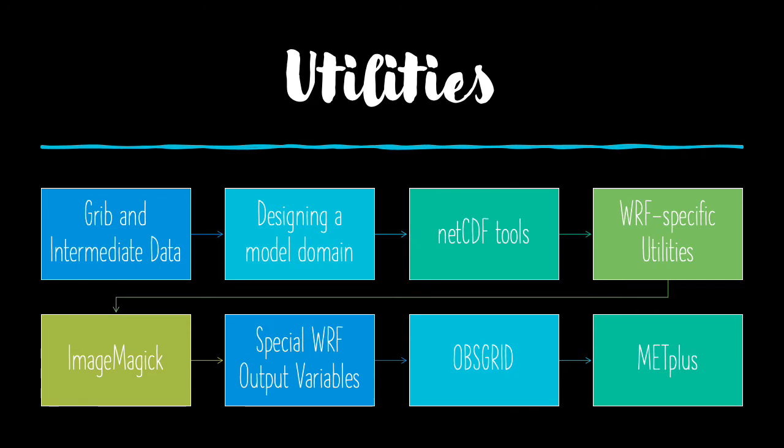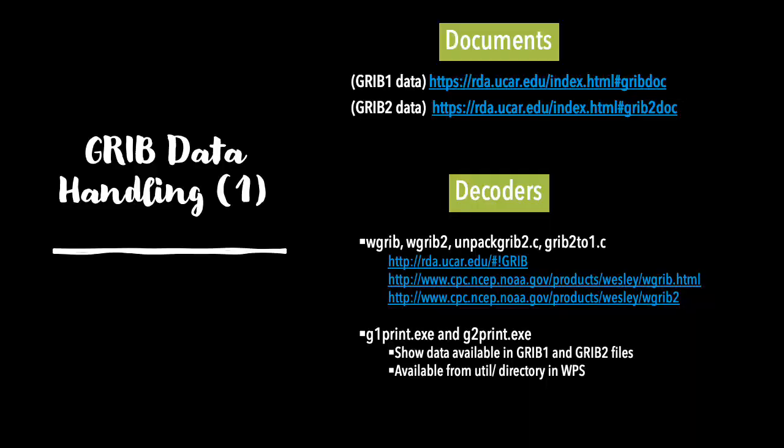Okay, now I'm going to move into discussing some of the utilities we support, as well as several externally supported applications. I'll start by discussing applications for GRIB and intermediate formatted data, then how to design a model domain, some various NetCDF tools, utilities written specifically for using with WRF, a program called ImageMagick for converting graphical files, and then some special WRF output variables, the OBSGRID program for nudging purposes, and finally, the MET Plus verification package.